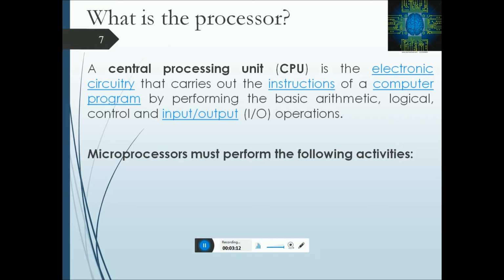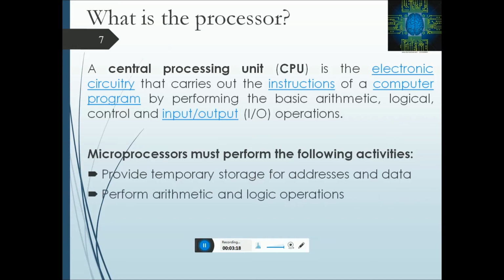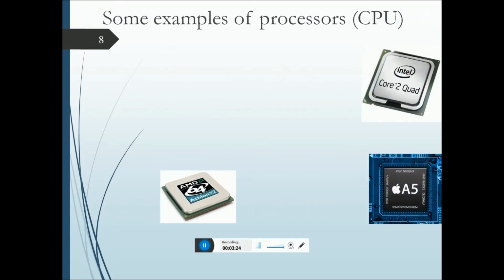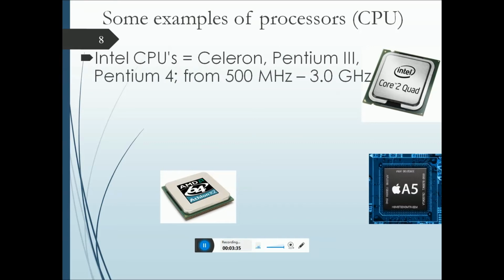A microprocessor must perform the following activities: provide temporary storage for addresses and data, perform arithmetic and logical operations, and control the scheduling of all operations. This is an Intel quad-core processor, an Apple processor, and an AMD 64 processor. The picture shows three different processors: Intel Core, Apple, and AMD.